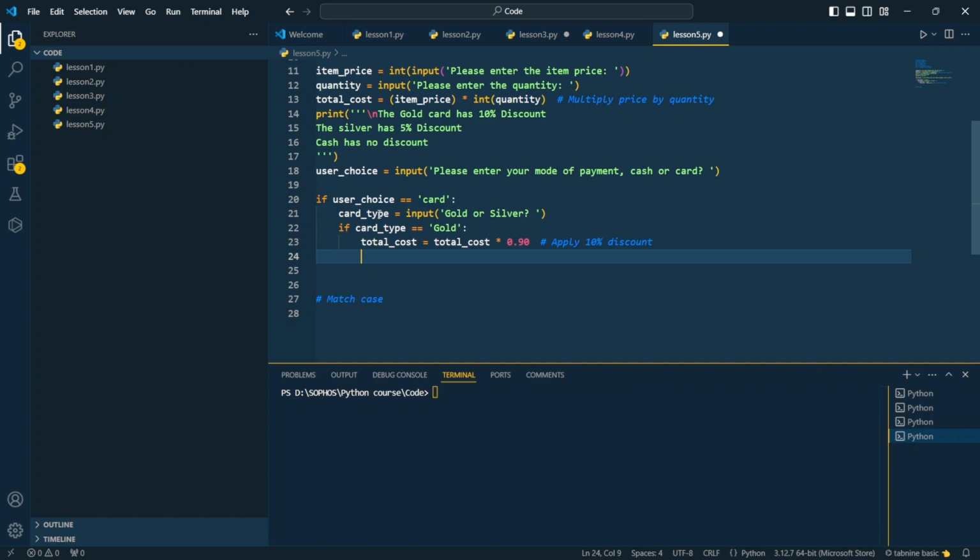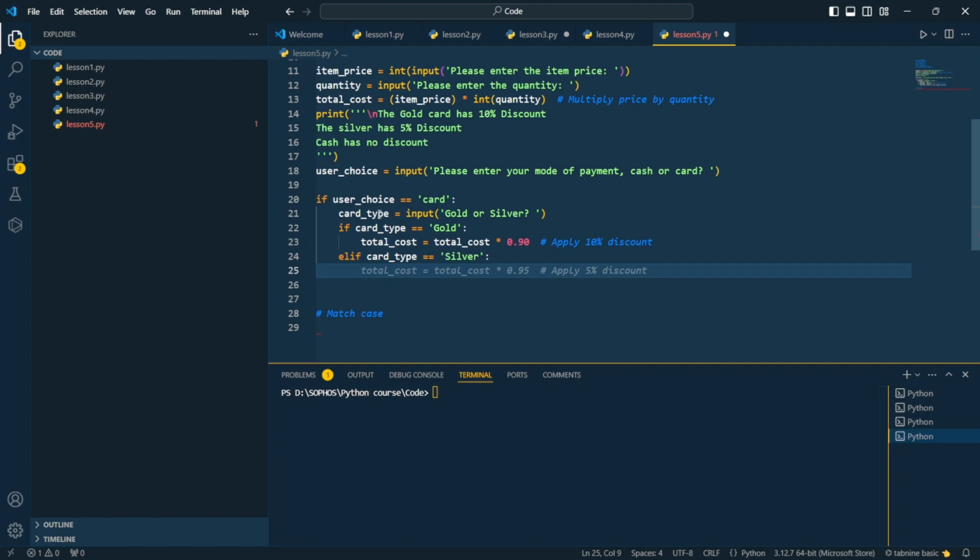Else, okay, this is executed, very good. Elif basically means if the condition is not fulfilled, you check the other condition. What is the other condition? Maybe the card is silver. So now you would give it the discount of 5%.